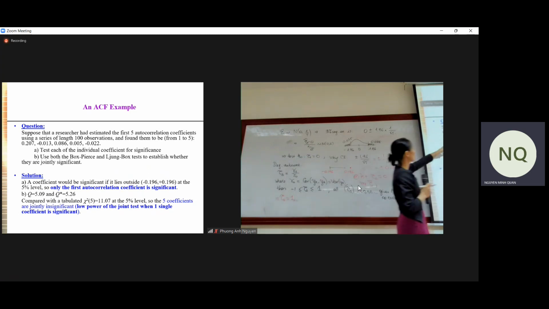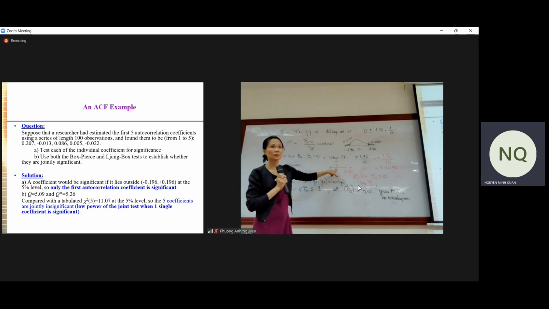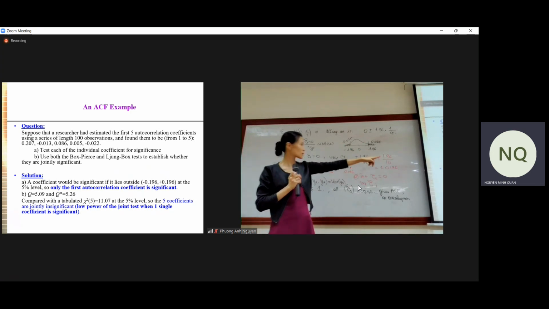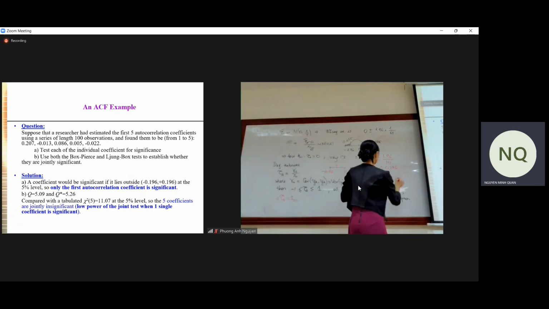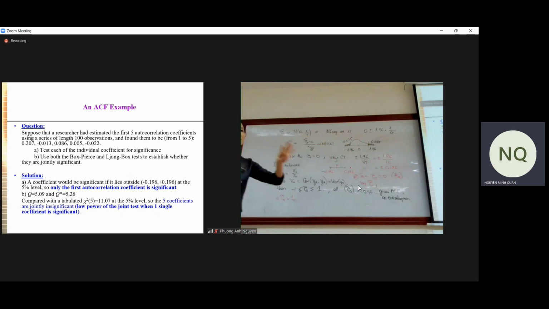Okay, the second one, minus 0.0013. I think it's very close to 0. So it belongs to the confidence interval, so we do not reject H0. The next one is also small. I think the next 4 values are very small. Maybe do I need to write down anything?